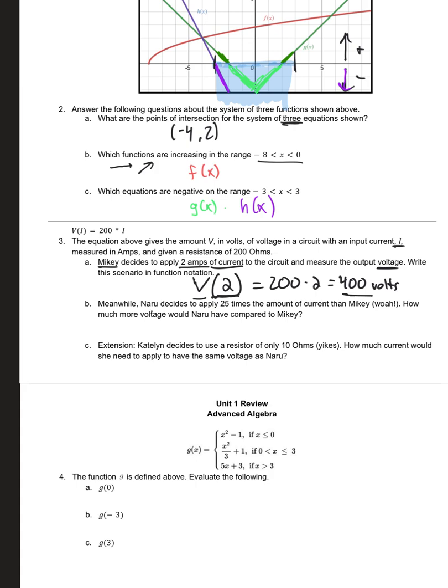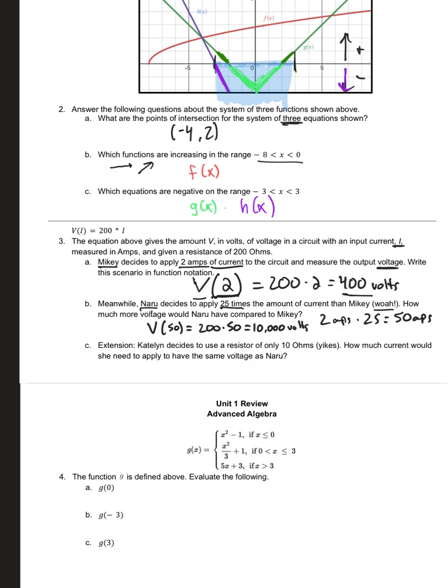So then Naru decides to apply 25 times the amount of current than Mikey. Whoa. So how much voltage would Naru have compared to Mikey? Mikey applied 2 amps, so Naru is applying 25 of that, so that's 50 amps. It's a decent amount of current. So just write this out in function notation: V of 50 equals 200 times 50 equals 5 times 2 is 10 plus 3 zeros. So 10,000 volts. That would hurt a little bit.